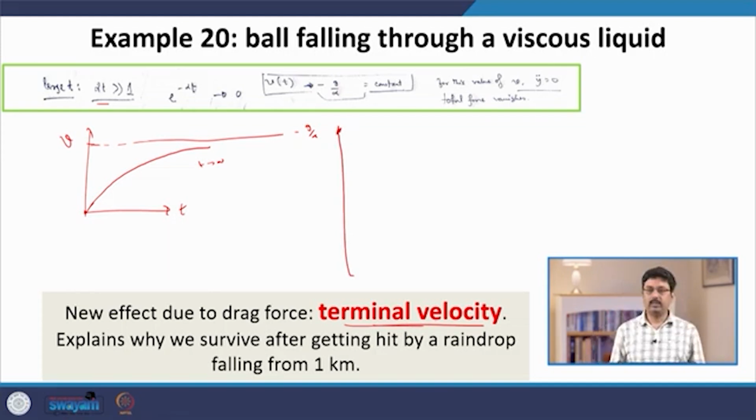This is the reason why we survive after getting hit by a raindrop which is falling from a height of 1 kilometer. This is a case where you see that the result of the motion is completely different in presence of drag force and in absence of drag force. So, this is a real life situation where you absolutely cannot ignore drag force when analyzing the motion of a projectile such as a raindrop.